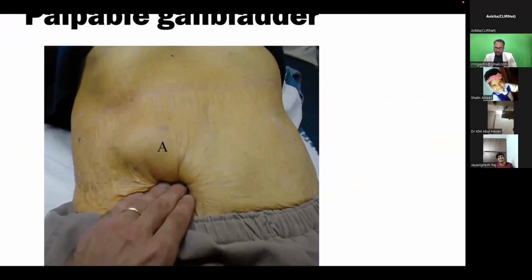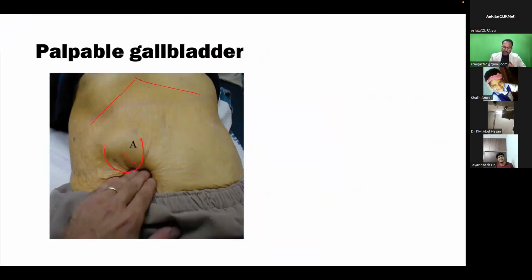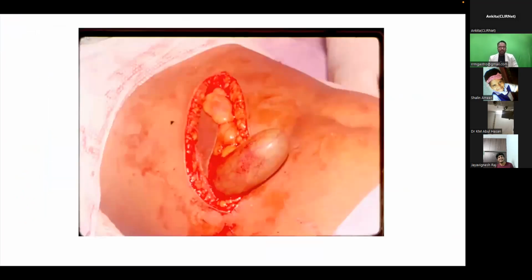So now, palpable gallbladder. You can see this is the right iliac fossa. This is the hypochondrium. You can see the gallbladder is coming up to the right iliac fossa. This is the gallbladder. So this is a patient having gallbladder enlargement. It's due to cancer. Cancer is a cause of an enlarged gallbladder. According to Courvoisier's law, you can see this is one of our patients we are operating. You can see the enlarged, very large distended gallbladder, because the patient has a cancer at the distal end.